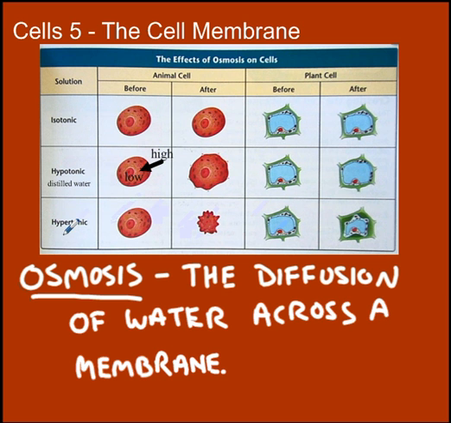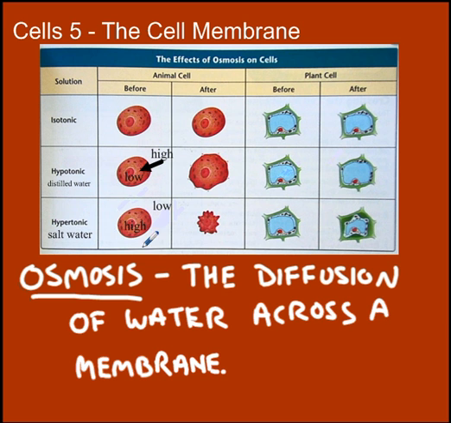Now the opposite happens if you place a cell in a hypertonic solution. That would be like salt water, which has a lot of solute dissolved in the water. So it's not 100% water. If it's a 5% salt solution, it's only 95% water. A 10% salt solution is only 90% water.